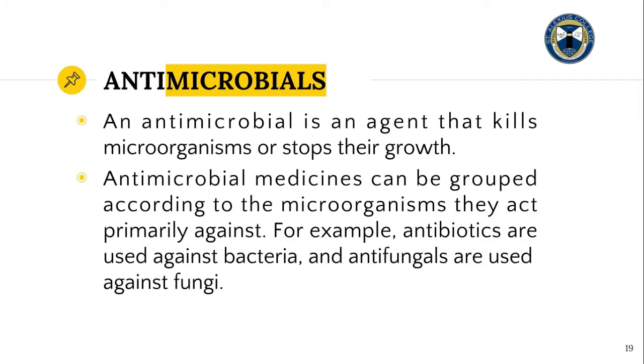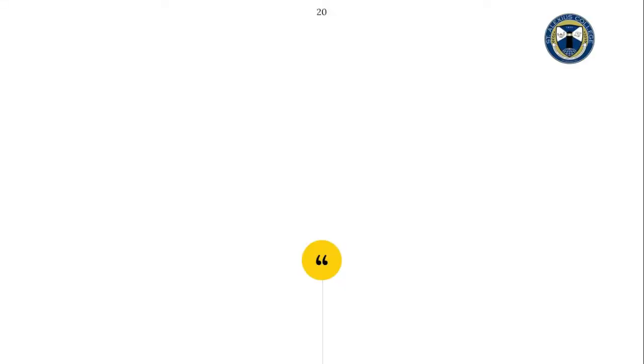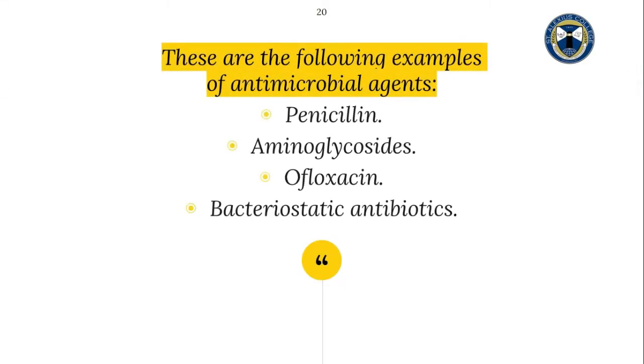Antimicrobial drugs are chemical substances of natural or synthetic origin that suppress the growth of or destroy microorganisms including bacteria, fungi, helminths, protozoa, and viruses. So these are the following examples of antimicrobial agents. We have penicillin, aminoglycosides, ofloxacin, bacteriostatic antibiotics.